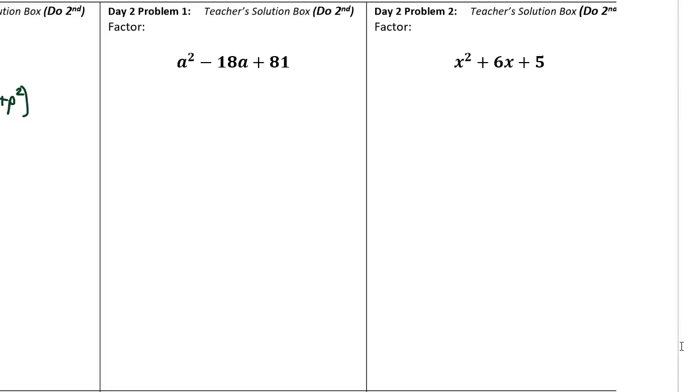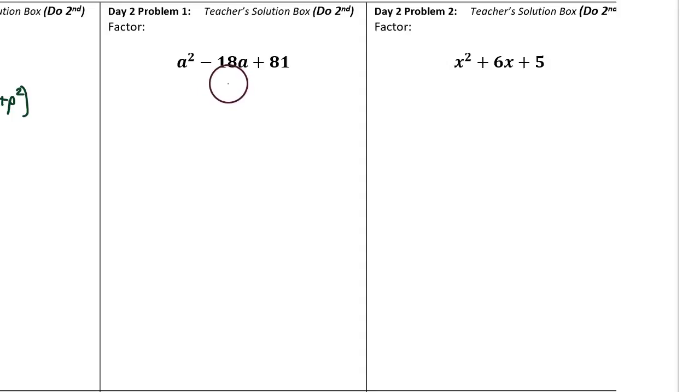Here's the answer for day 2, problem 1. Let's factor this trinomial. First, look for a greatest common factor, but there is no number that divides into all terms other than 1. Now let's check to see if this trinomial fits a special pattern.